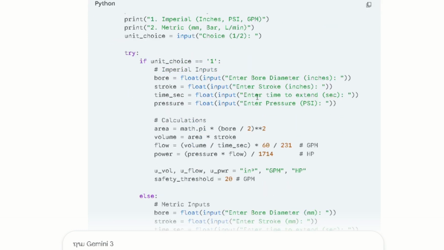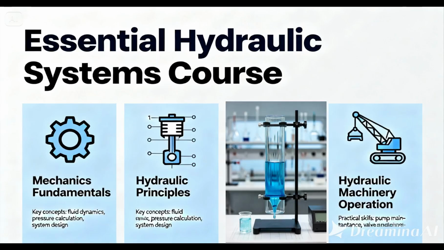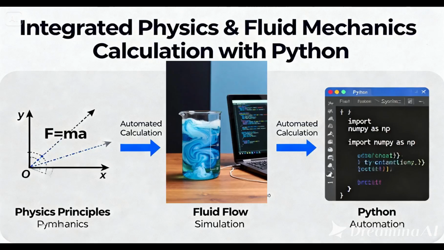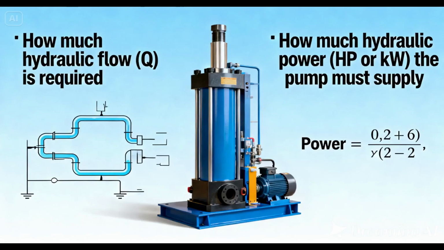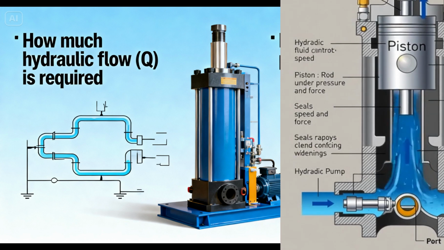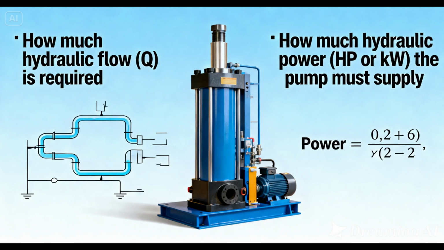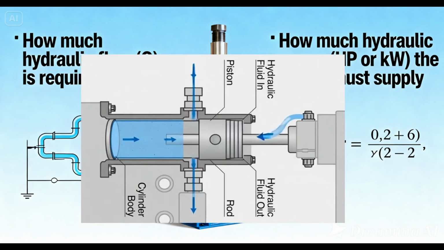automatically. This lesson is especially useful for those studying mechanics, hydraulics, industrial engineering, or anyone working with hydraulic machinery. We will combine physics, fluid mechanics, and Python programming to make the calculations simple, accurate, and automated. Understanding the real-world problem. When using a hydraulic cylinder, whether in a press, lift, or industrial machine, you often need the cylinder to move at a specific speed. To make this happen, you must know how much hydraulic flow, Q, is required, and how much hydraulic power, horsepower or kilowatt, the pump must supply.